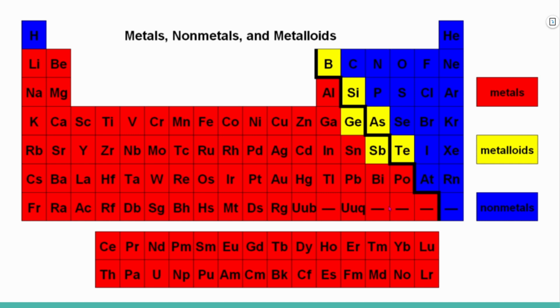You could see some of these are not labeled, but now we've labeled them because we have names for them now. But just make sure you know where all of these are on the periodic table, because in order to define what's ionic and covalent, you need to know which ones are metals, nonmetals, and metalloids.